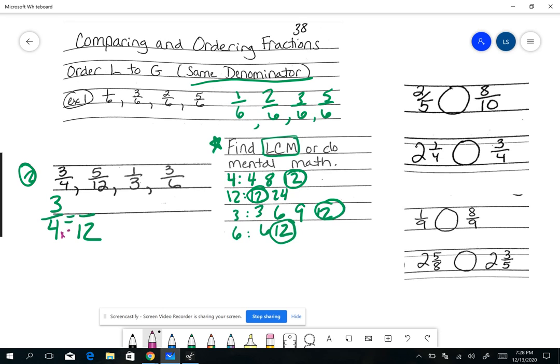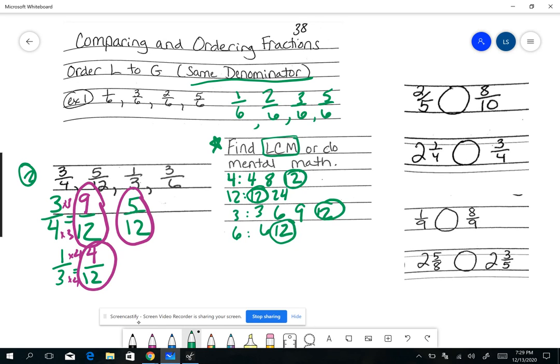So 4 times 3 is 12, so 3 times 3 is 9. Then 5 twelfths already has a 12th, so we don't need to change that one. But 1/3 is equal to blank over 12. So times 4, so times 4, you get 4. So now I'm looking at 9 twelfths, 5 twelfths, and 4 twelfths. And I have one more to do here. 3/6 equals blank over 12. So times 2, I get 6. So those are my numbers.